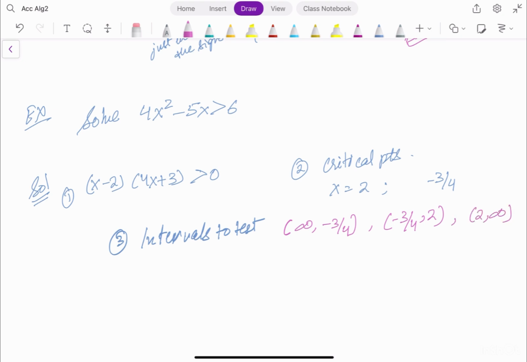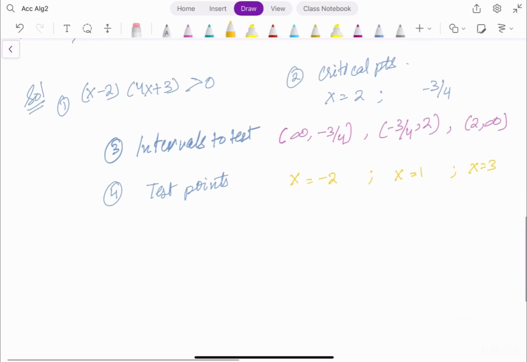What is step number 4? To select the test points between these intervals. These test points, you can select any test point. You don't have to select what I am selecting. You can select whatever test point, but it should be in between that interval. So for the first one, I selected -2. For the second interval, I selected 1. And for the third one, I selected 3.